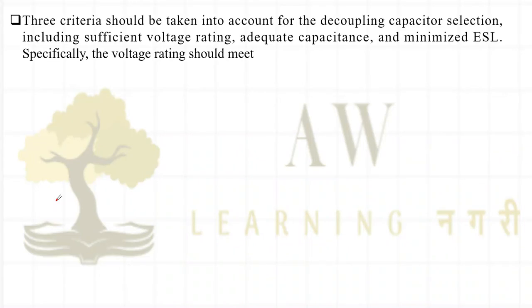Now how to calculate this? Three criteria should be taken into account for decoupling capacitor selection. What are the different criteria? They include sufficient voltage rating, adequate capacitance, and minimized ESL. Okay, so these are the basic criteria for selection of the decoupling capacitor.